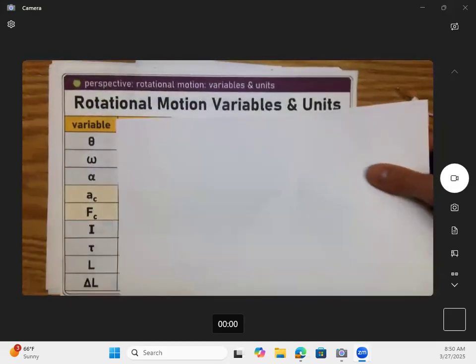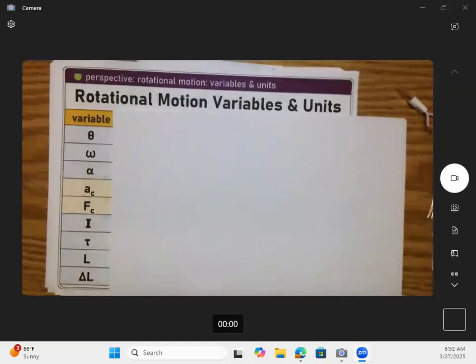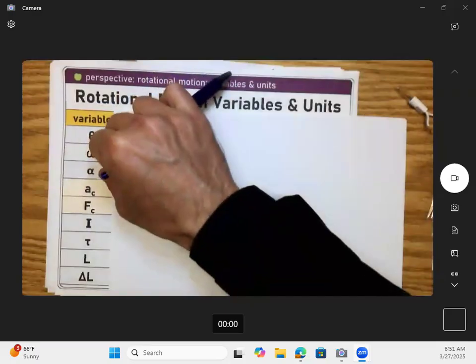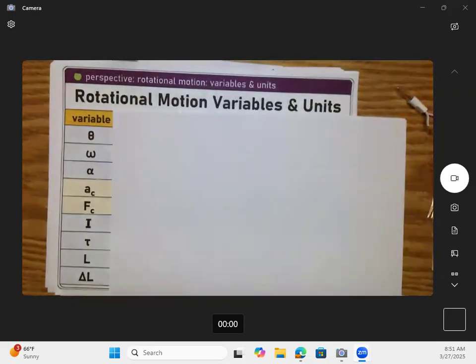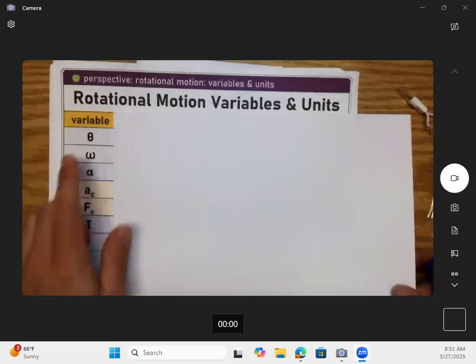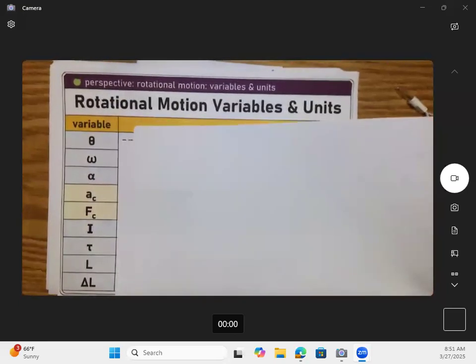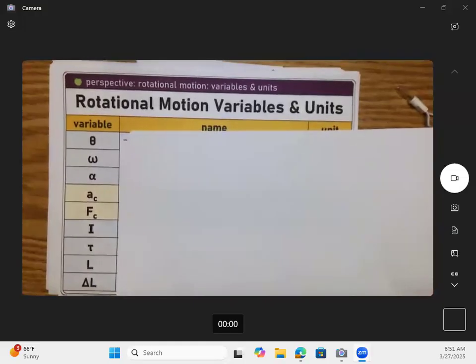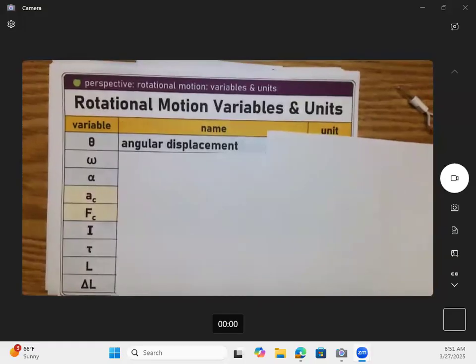All right. So let's look at all the variables and units that could be associated with any of this rotational kinematics here, rotational dynamics down here. We've got a little centripetal acceleration, centripetal force here, which we're not focused on today. So, guys, what is this letter right here? Theta, Greek letter theta. What does that represent as a variable? Yeah, angular displacement or an angle, right?